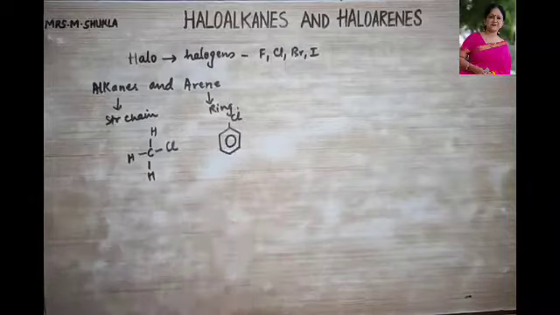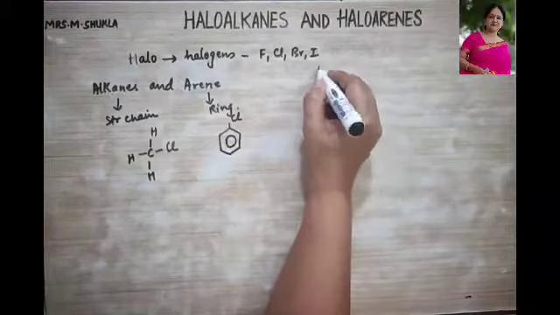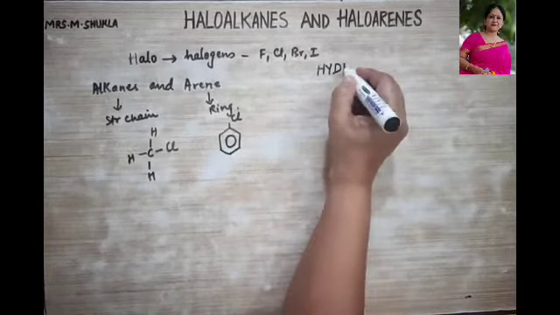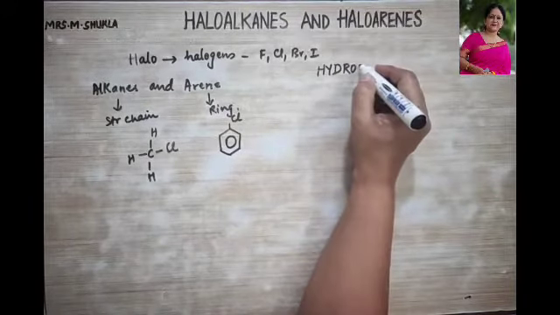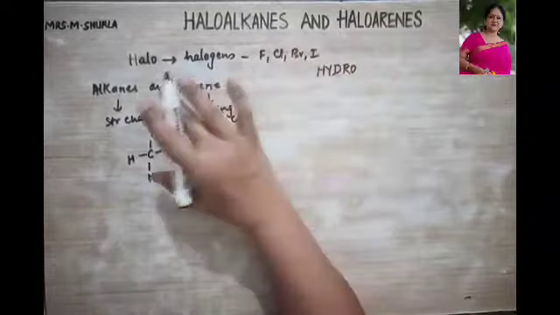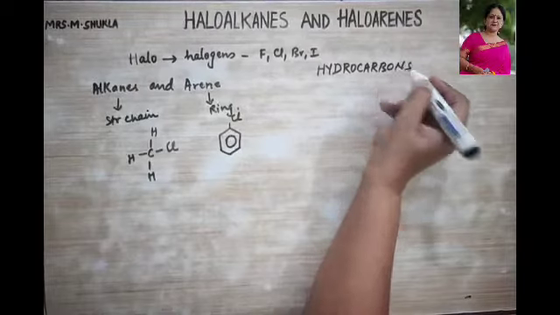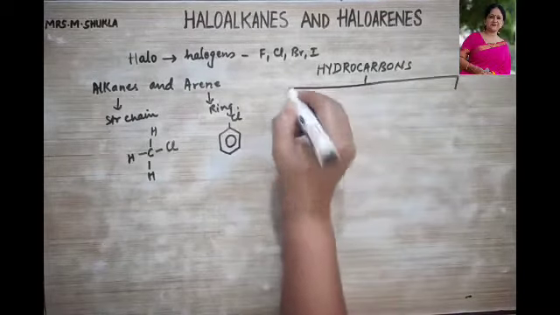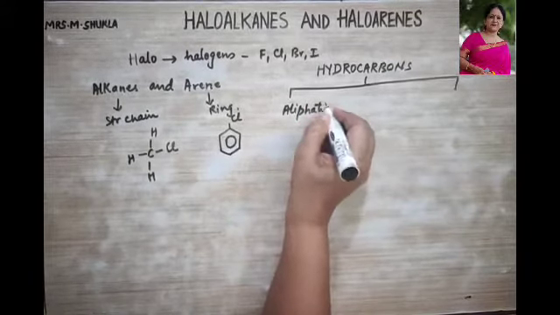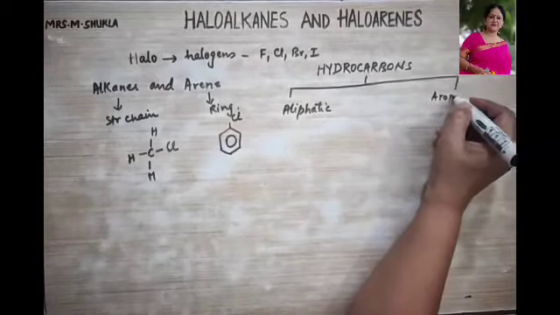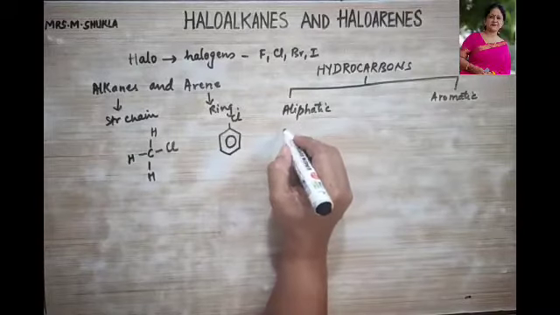Let us understand in more detail what we are going to discuss. You already know what hydrocarbons are. I would like to classify them to help you understand what we are going to study here. Hydrocarbons are of two types, right? One is aliphatic hydrocarbon, and one is aromatic hydrocarbon.